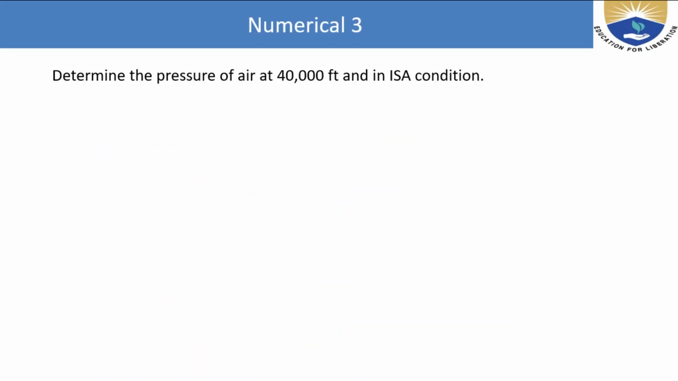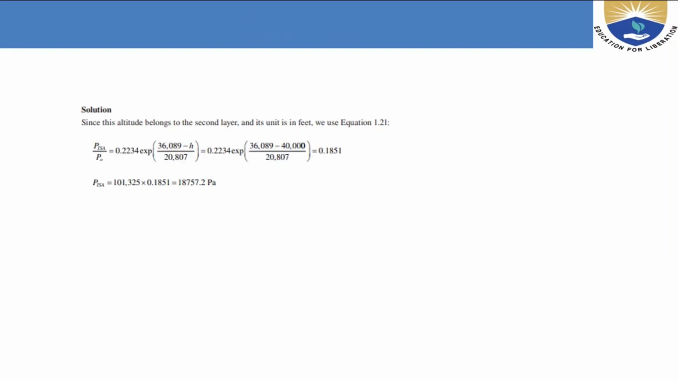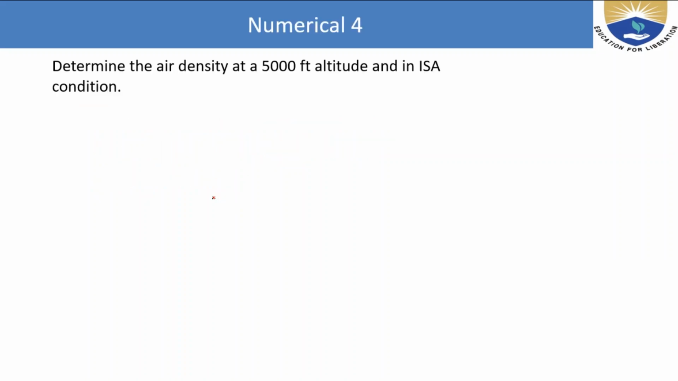So the next question, determine the pressure of air at 40,000 feet in ISA condition. Since this altitude belongs to the second layer and its unit is in feet, we have to use this equation: P_ISA by P_A equals 0.2234 exponential of (36,089 minus h) by 20,806. So you will get this P_ISA.